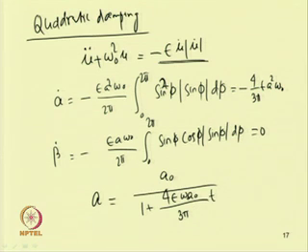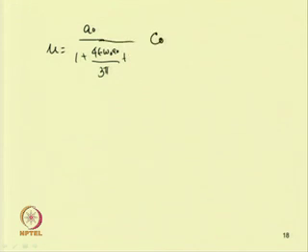So, in this case a equal to a 0 by 1 plus 4 epsilon omega 0 a 0 by 3 pi t, and beta equal to beta 0. So, the total solution of the system u can be written as a 0 by 1 plus 4 epsilon omega 0 a 0 by 3 pi into t, into cos of omega 0 t plus beta 0. So, this is order of epsilon.